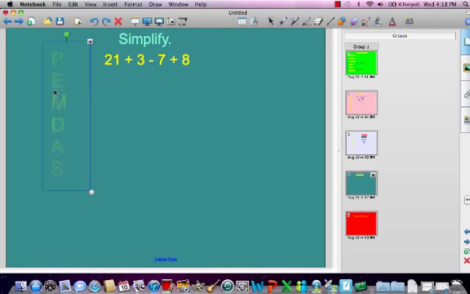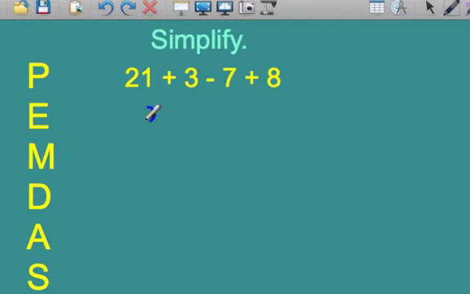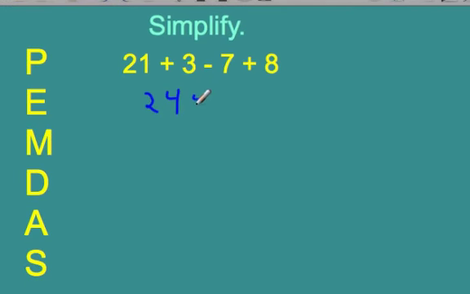So the first thing on the left-hand side is a plus sign. So I'm going to write down the answer to 21 plus 3, which is 24. Now I have minus 7 plus 8. What do I do next? Now, you're thinking to yourself addition because addition is first in PEMDAS, but remember it's left to right. So I'm going to do the minus sign first because these are equal weight, addition and subtraction.